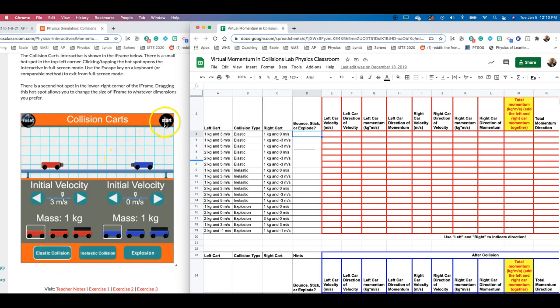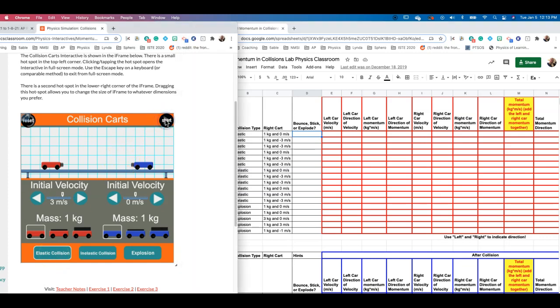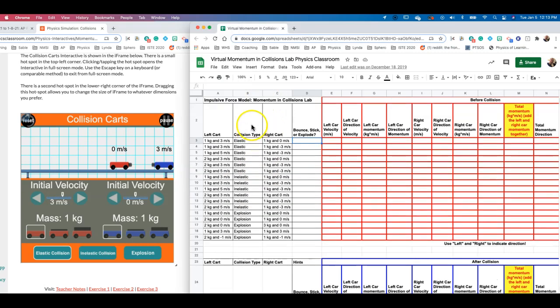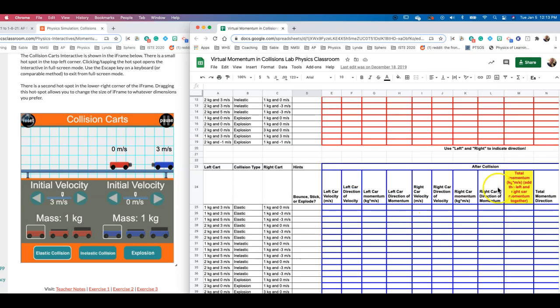Next thing you'll do is you'll actually start the simulation. So we're going to start it, and you're going to see the left car is moving towards the right car, and then it hits it, and then the right car moves. So we've got before and after the collision. Everything before the collision is outlined in red. Everything after the collision is outlined in blue.